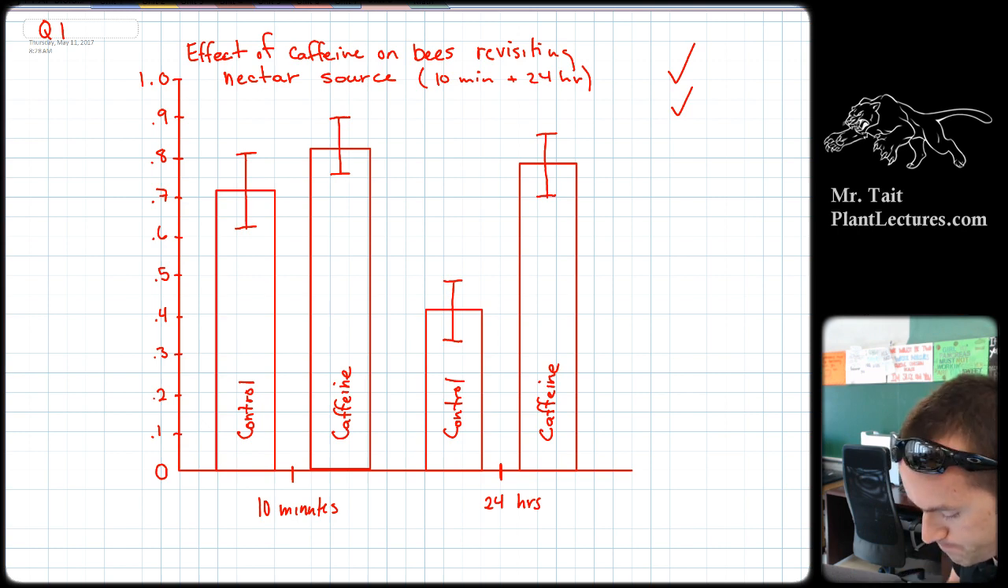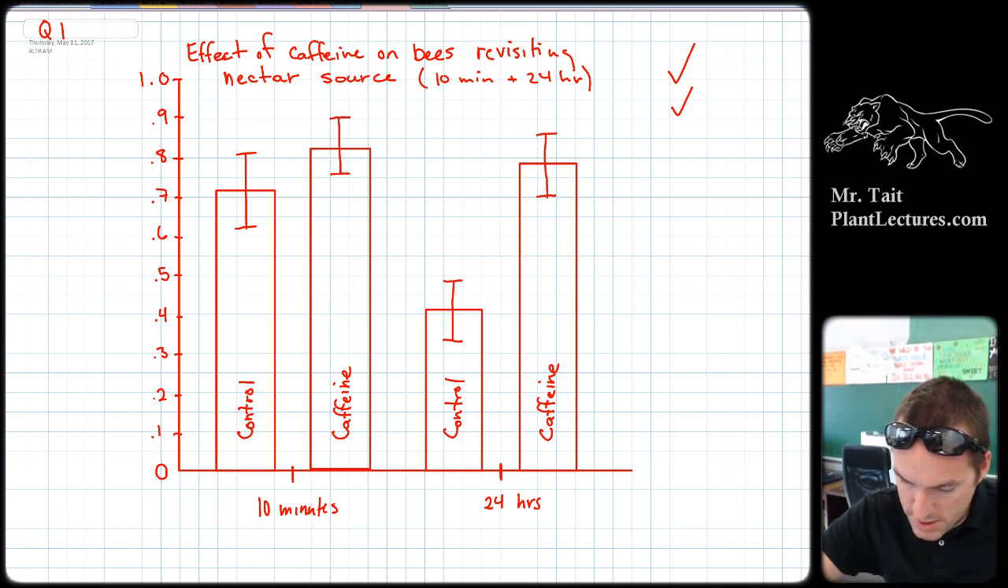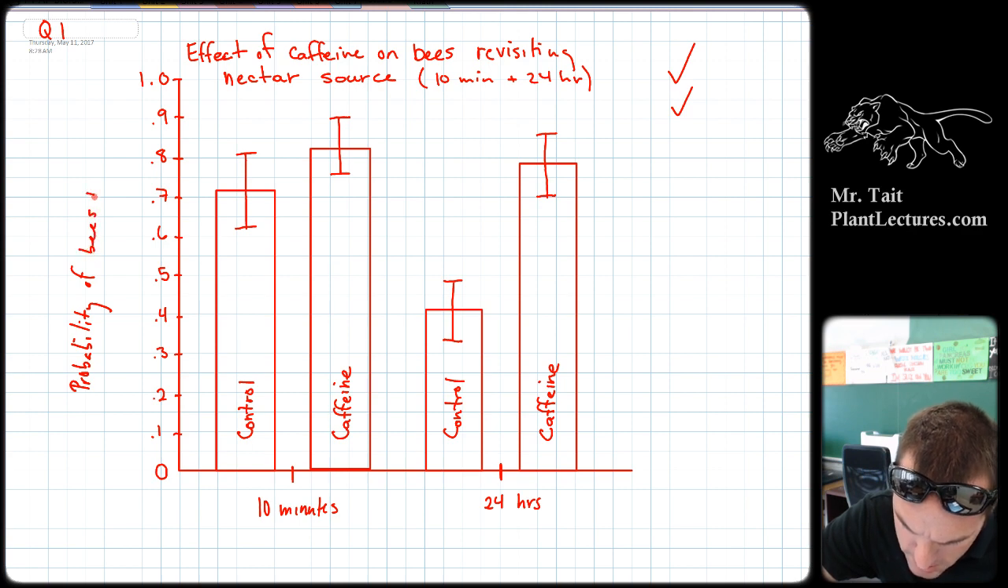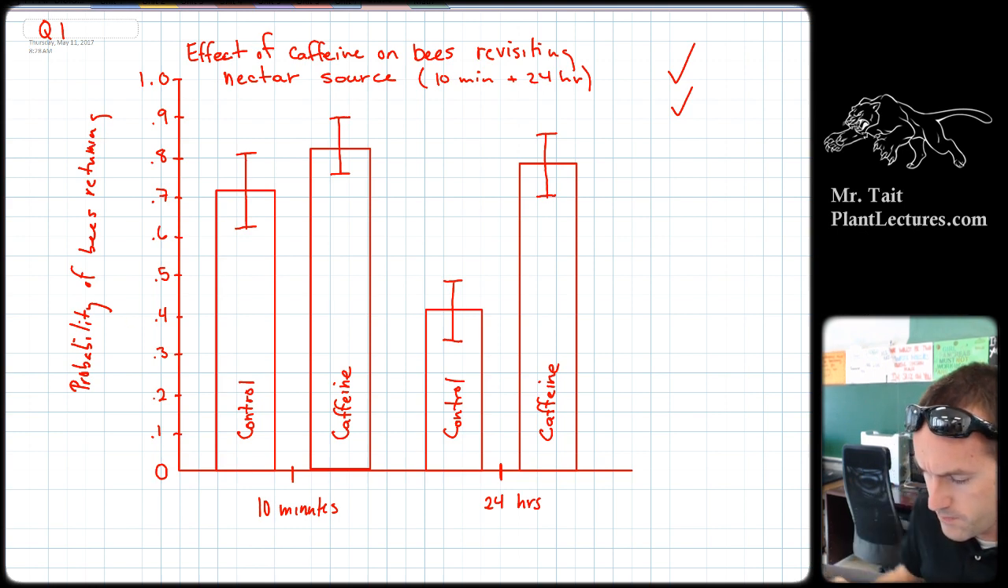Did you need to label your axes? Oh yeah, I didn't label the other axis, did I? Thank you for that. So this was probability of bees returning. Wait, were you actually supposed to put the full bar in there, or if you just put the point and then the error bars? Probably the full bar.